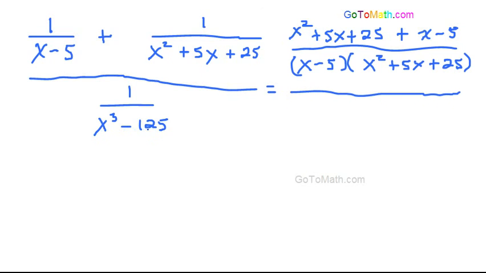Now I do see that this is a difference of 2 cubes, and I may actually just write it like that. So this is x cubed minus 5 cubed. See that? Okay, well, let's go ahead and clean up the numerator up here. We got x squared. We're going to have a 5x plus x, that's 6x, and then 20. So we'll go ahead and write that. So we have x squared plus 6x and plus 20.